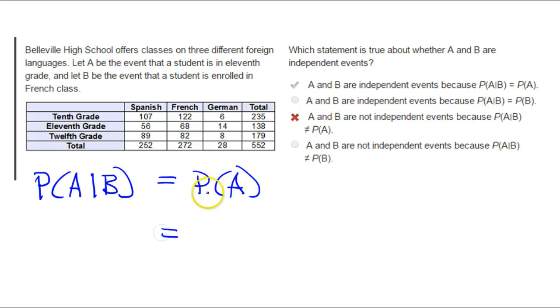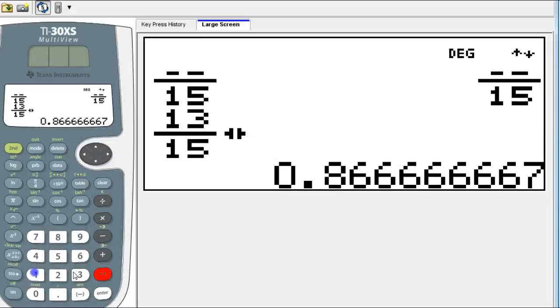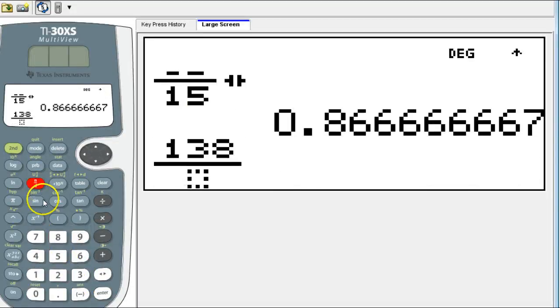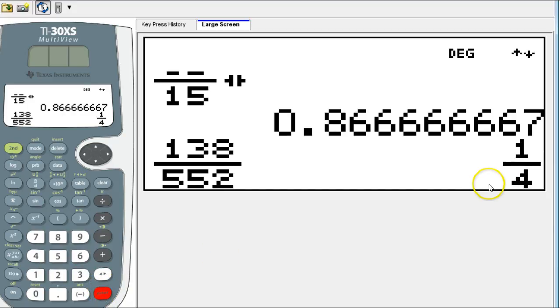So here again, you just have to check that. We would start by calculating the probability of event A. Event A is 11th grade. So there are 138 11th graders out of a total of 552 students. That's 1/4.